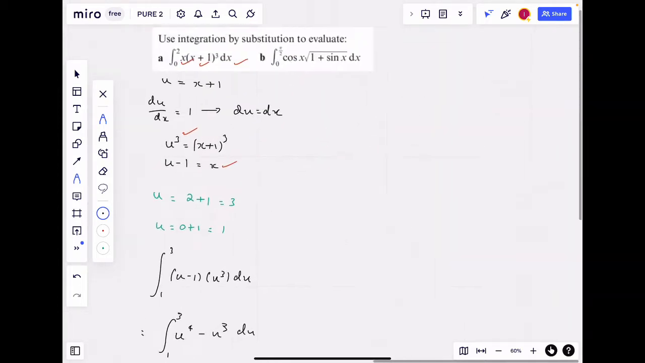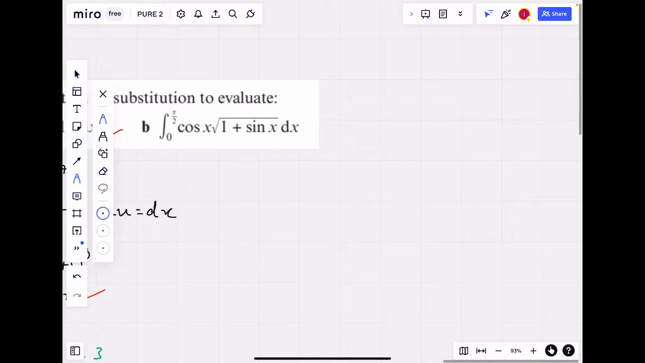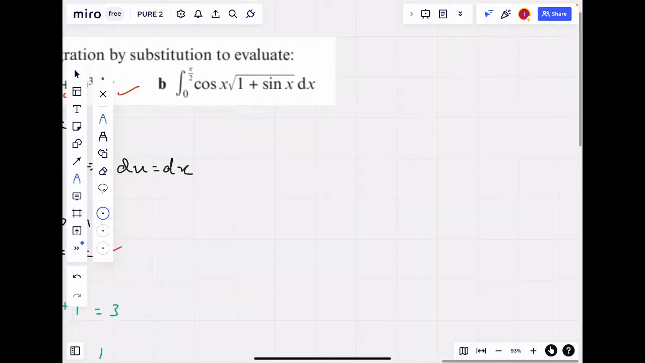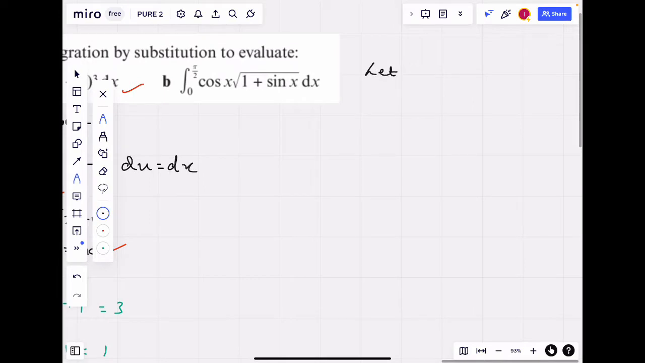The next one. I didn't give you a substitute for this one. You were expected to work out what the substitute would be. The thing making this complicated is the 1 plus sine x. If it was just x, it would be a bit easier. So you're going to let u equal 1 plus sine x. du by dx would give cos x. So du is cos x dx.